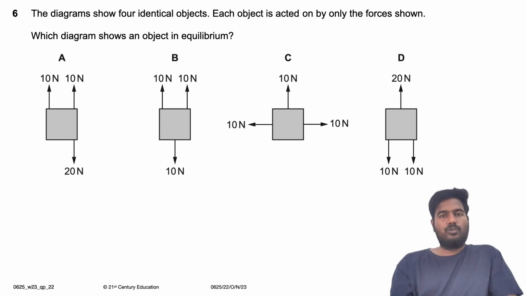The diagram shows four identical objects. Each object is acted on by only the forces shown. Okay, there are no external forces apart from this. Which diagram shows an object in equilibrium?